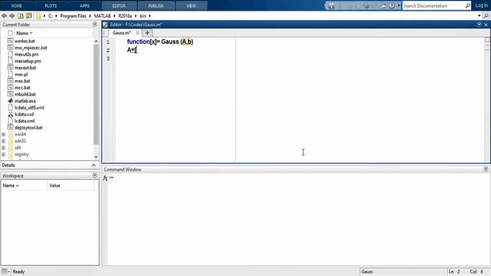So we have studied this in the theory. I will write it 1 2 1, then semicolon, and then 2 3 4, and also 4 3 2. So this is the coefficient matrix.